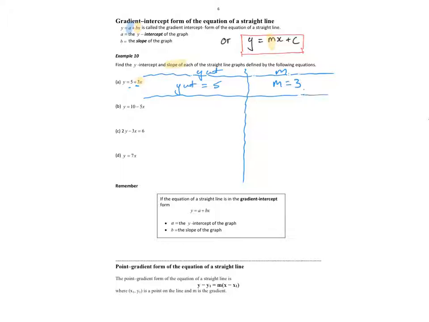Let's have a look at our next example now. Again, the value on its own, y equals 10 minus 5x, so the y-intercept is 10, and the gradient, the value in front of x, is negative 5.